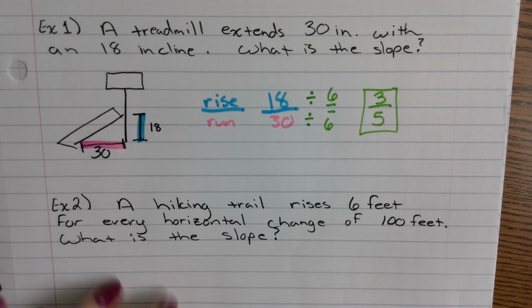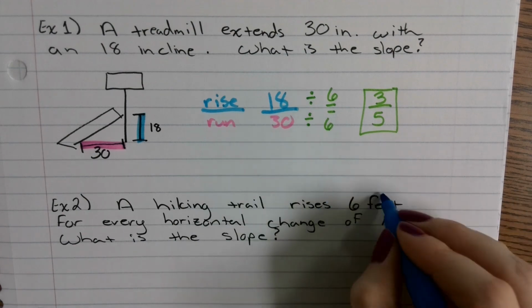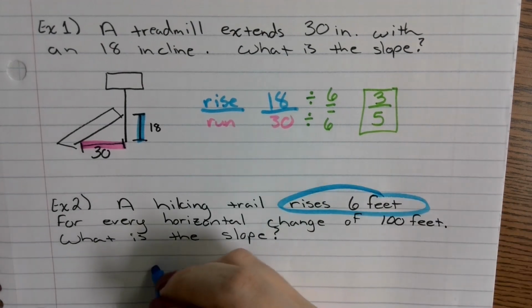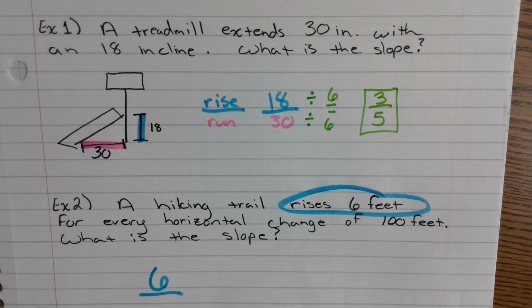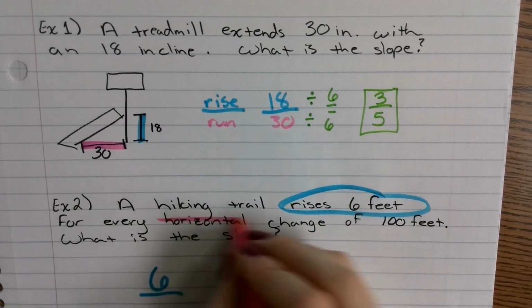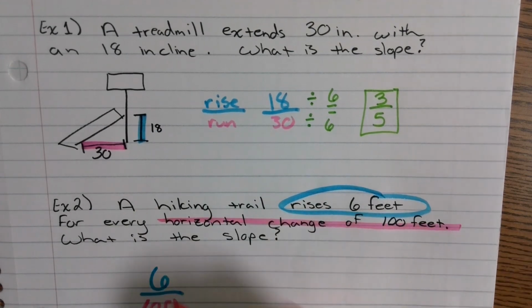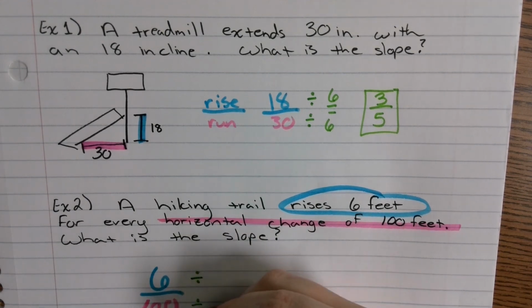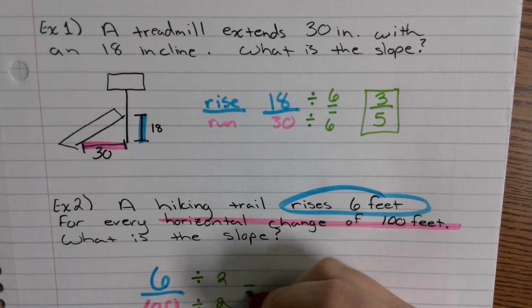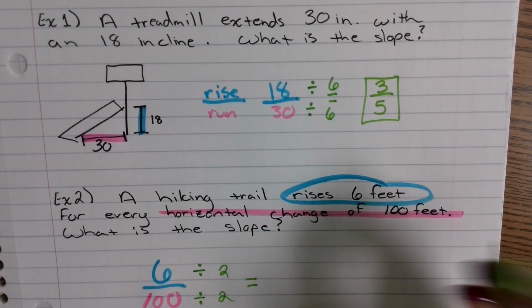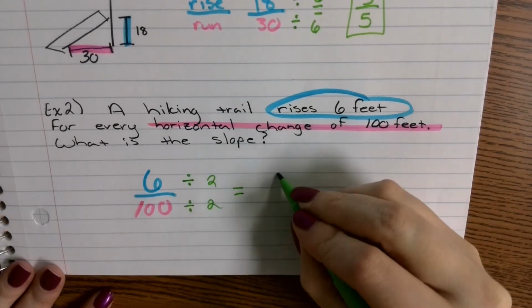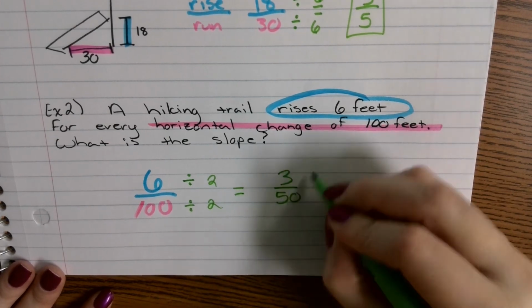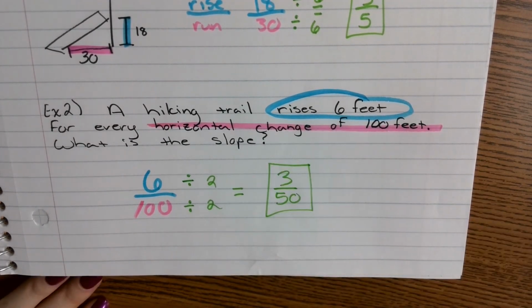You can tell me what you got for the slope, Alicia? 3/50. Good. So our rise in this case is 6 feet. Our run is going to be that 100 feet, a horizontal change of 100 feet. And then what are they both divisible by? 2. The largest factor that can divide into both of them equally is 2. So that gives us 3/50 for our final answer. Any questions?